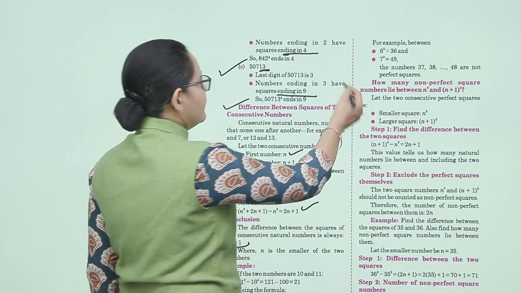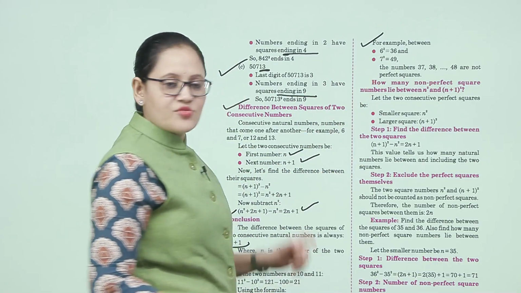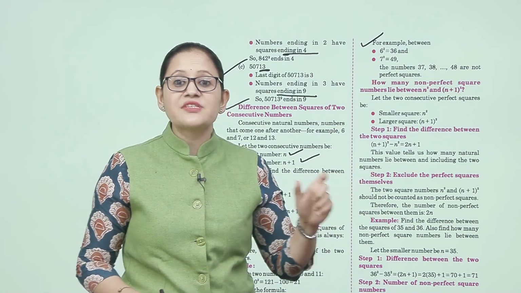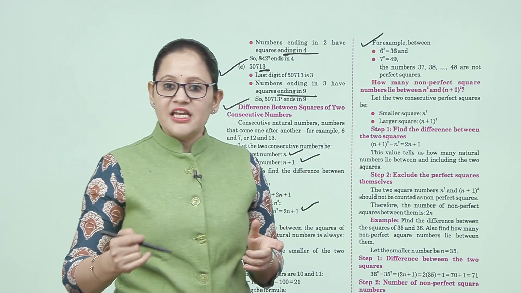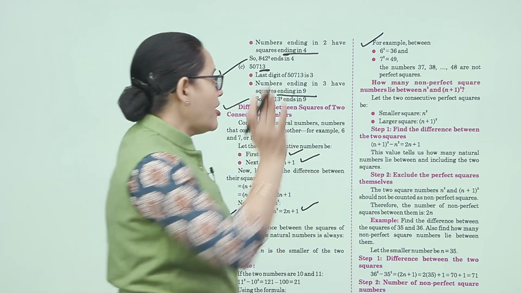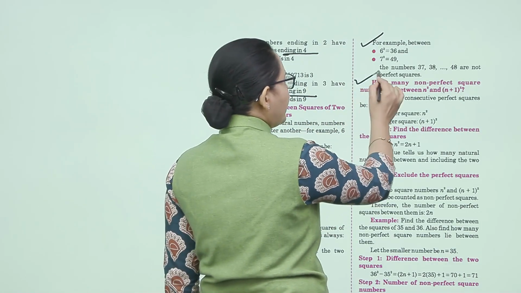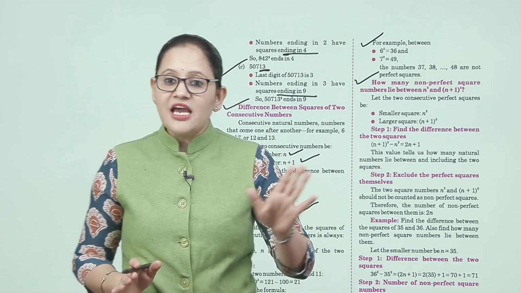For example, between the square of 6 and the square of 7. The square of 6 is 36 and the square of 7 is 49. So, the numbers 37, 38 till 48 are non-perfect squares. Now, how can we find this out? How many non-perfect square numbers are there between n square and (n plus 1) square?